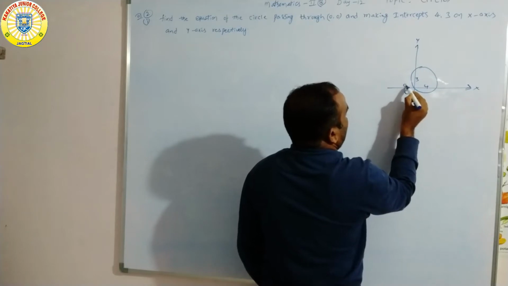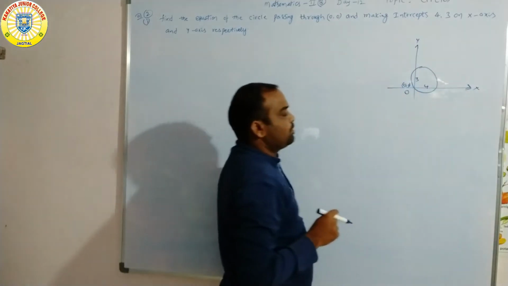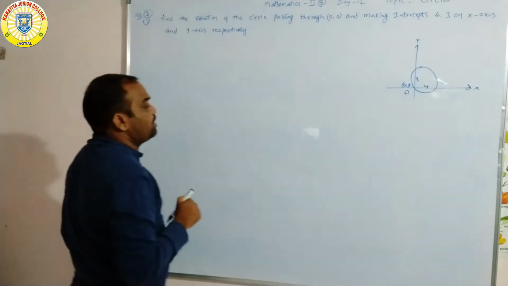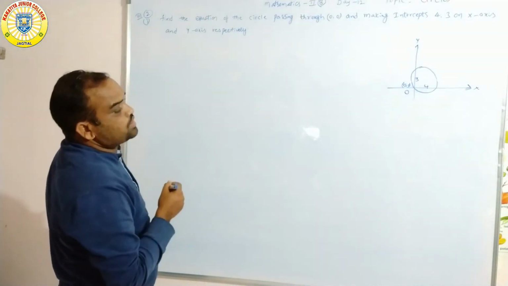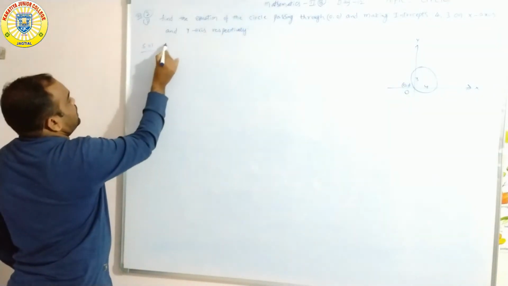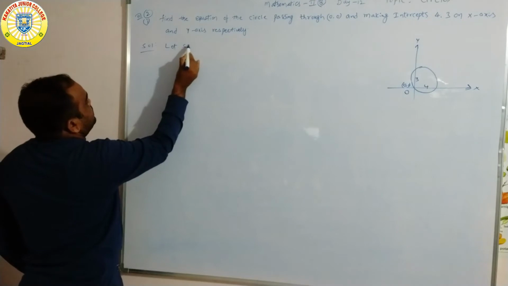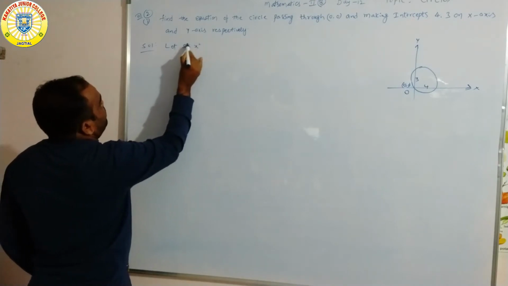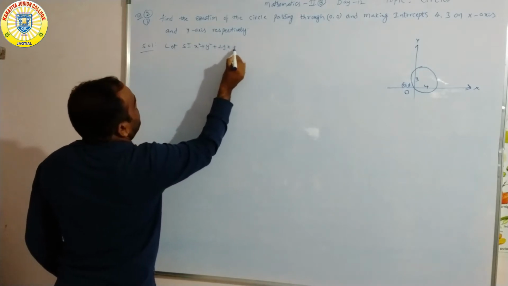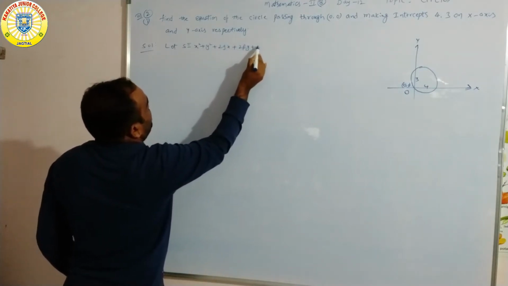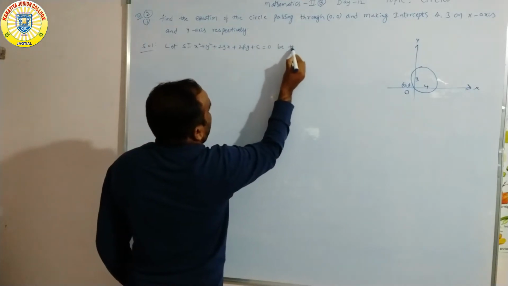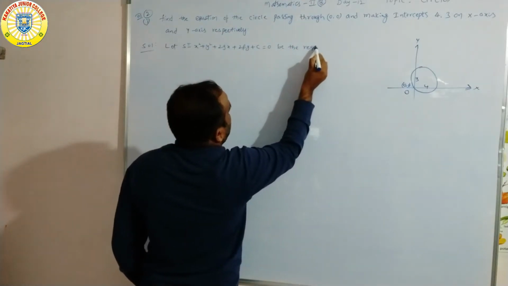What are the coordinates of O? (0, 0). The x-intercept is 4, the y-intercept is 3, as given. And the required circle passes through (0, 0). See the solution. Let S = x square plus y square plus 2gx plus 2fy plus c = 0 be the required circle equation.